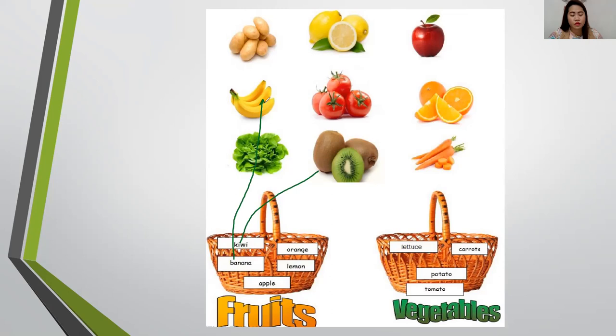Okay, so where is the apple? Remember the apple? A-P-P-L-E, apple. Okay, orange. Now, where is the orange? Okay, here. O-R-A-N-G-E, orange. Okay, kiwi. K-I-W-I, kiwi. Okay, banana. B-A-N-A-N-A, banana. Okay. So the next would be the vegetables.